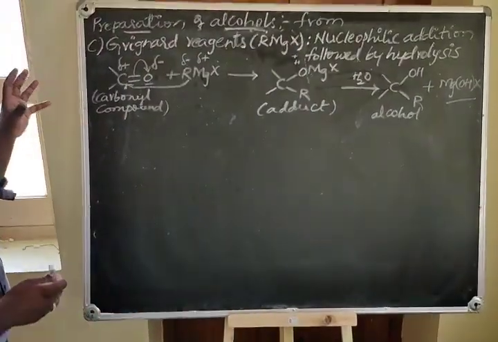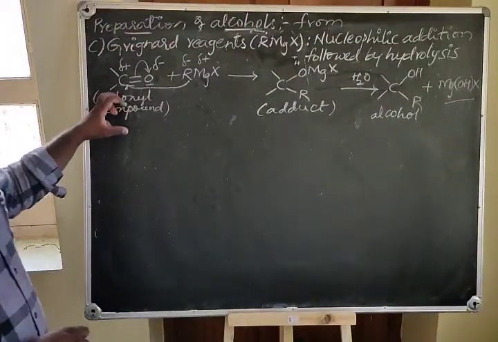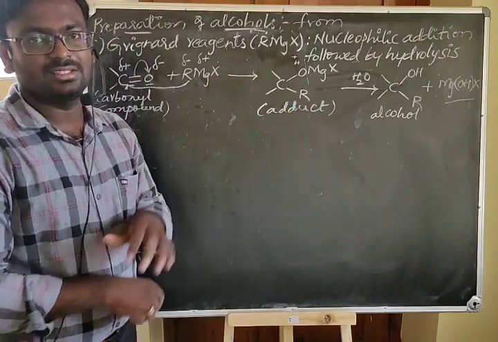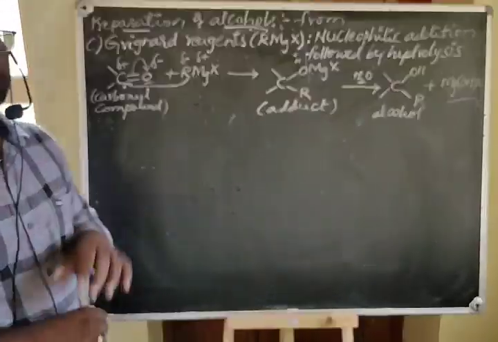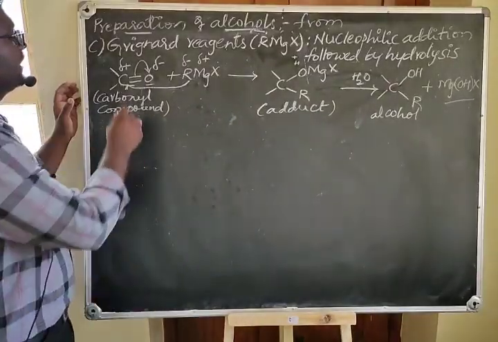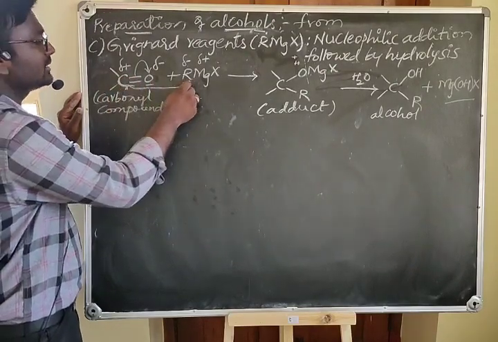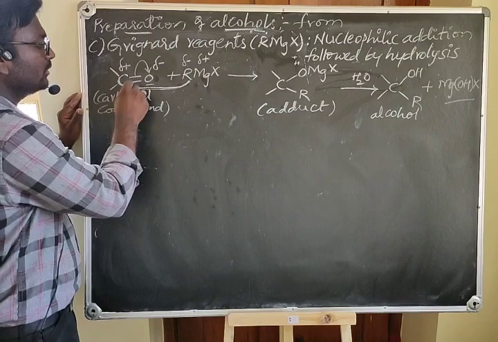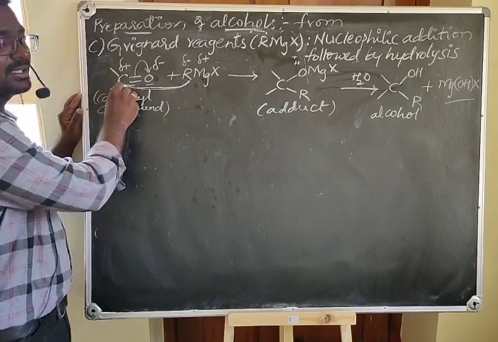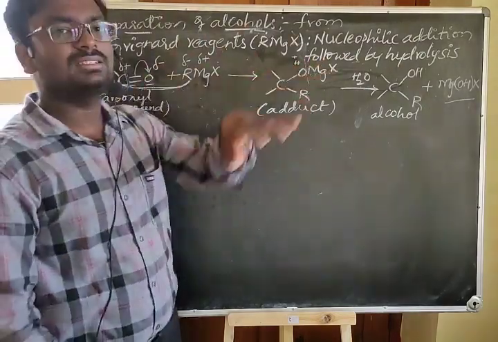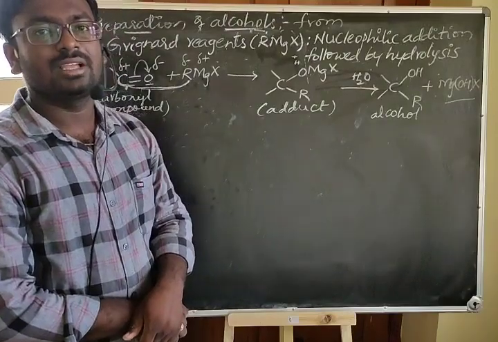Now this is a nucleophilic addition mechanism. It is very important because here the carbonyl carbon is electron deficient, and this alkyl part, the nucleophilic part, is attacking this carbon. That is why it is named a nucleophilic addition mechanism.